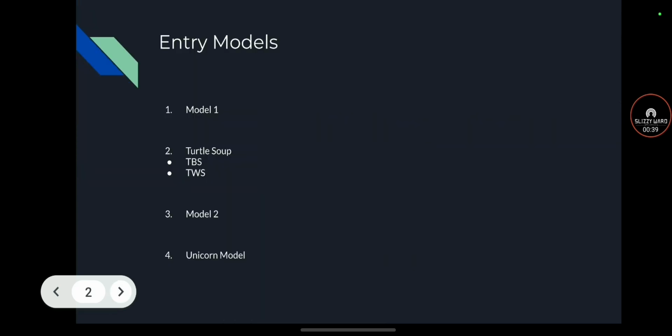Entry models. The first entry model is the model 1. The second is the turtle soup, and under the turtle soup, we have TBS, which is turtle body soup, and TWS, turtle wick soup. The third is the model 2, and the fourth is the unicorn model. Now let's explain these entry models.